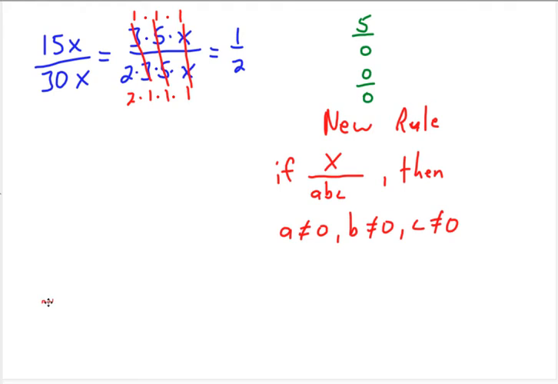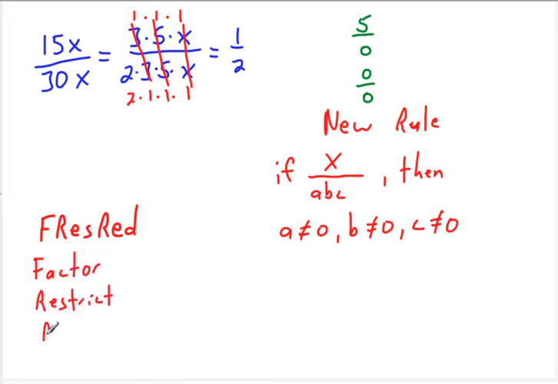So Mackenzie Lynch changed her thing to FRED, and so now we have 3 things, and that's all we're going to have. So factor, restrict, reduce. It's important that restrictions come second, because once you reduce, sometimes you lose some things that you want to restrict. So in this case, the answer is 1/2 as long as x is not equal to 0. So you have to put that.